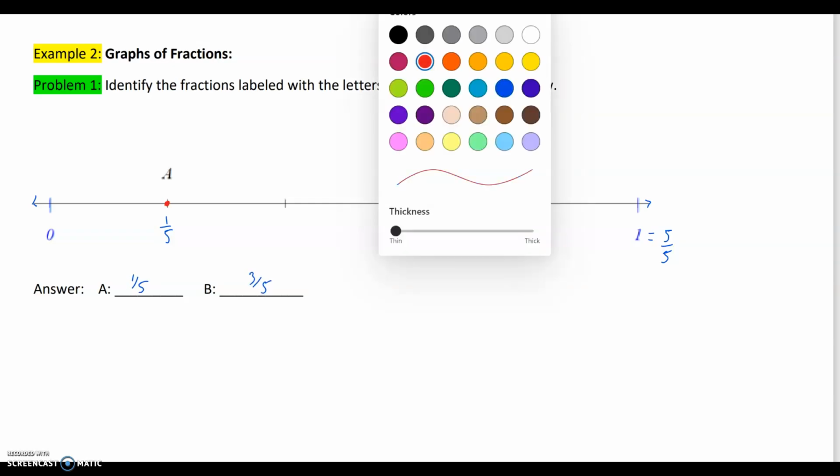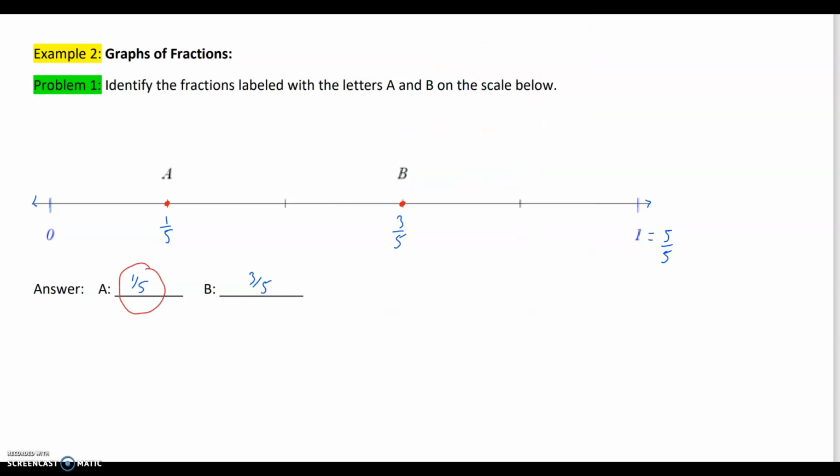So you're just counting the total equal pieces that they're dividing the integer of 1 into, and then counting from there on. So once again, A is 1/5 and B is 3/5. Let's take a look at another problem.